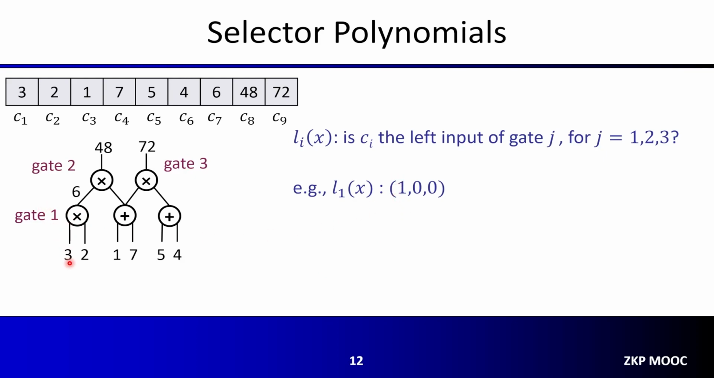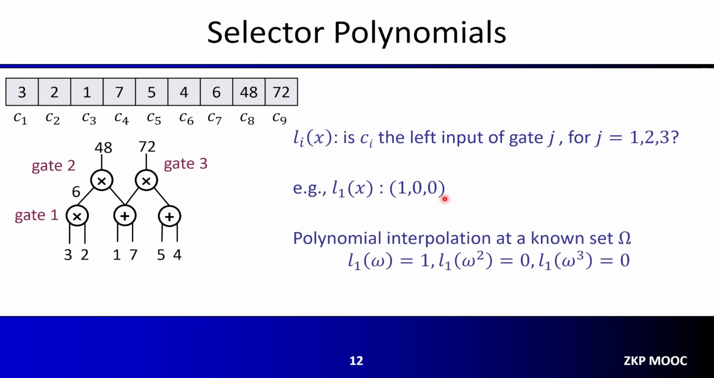And is C1 the left input of gate 2? The answer is no, so we put 0 here. And then finally, is C1 the left input of gate 3? The answer is again no, so we put 0. So we have a vector 1, 0, 0 of size 3, the same as the number of multiplication gates. The way to define this L1x is through polynomial interpolation at a known set, capital omega.